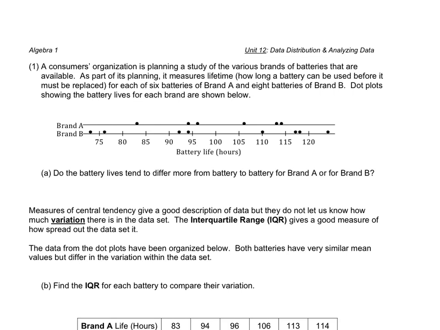We're really just looking at how spread out the data are. All right, so in the first example, we're talking about a variety related to brands of batteries, and we want to know, based on the dot plots, whether one has battery lives that tend to differ more than the other. Just based off of visual inspection, you can determine that it's Brand B, and that's because the data are more spread out.